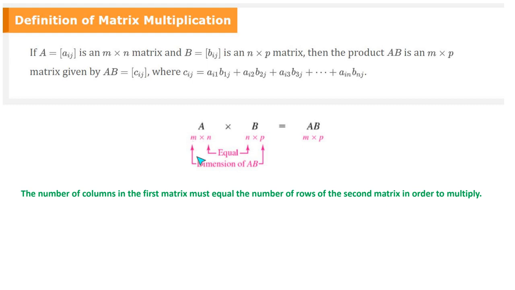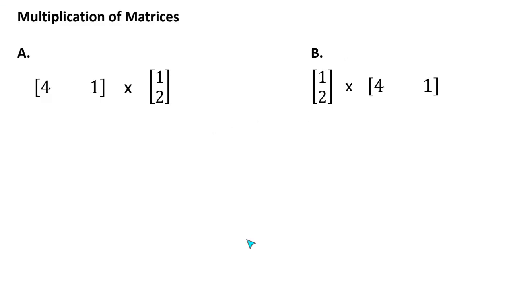So after you multiply A times B, you should end up with a M by P matrix. Okay, so let's check it out. So I have this 4 by 1, 4 and 1, 1 and 2. So my order here is 1 row, 2 columns. This one has 2 rows and 1 column. The inside numbers here are the same. So that means that I can multiply. And after I multiply, I'm going to end up with a 1 by 1 matrix.